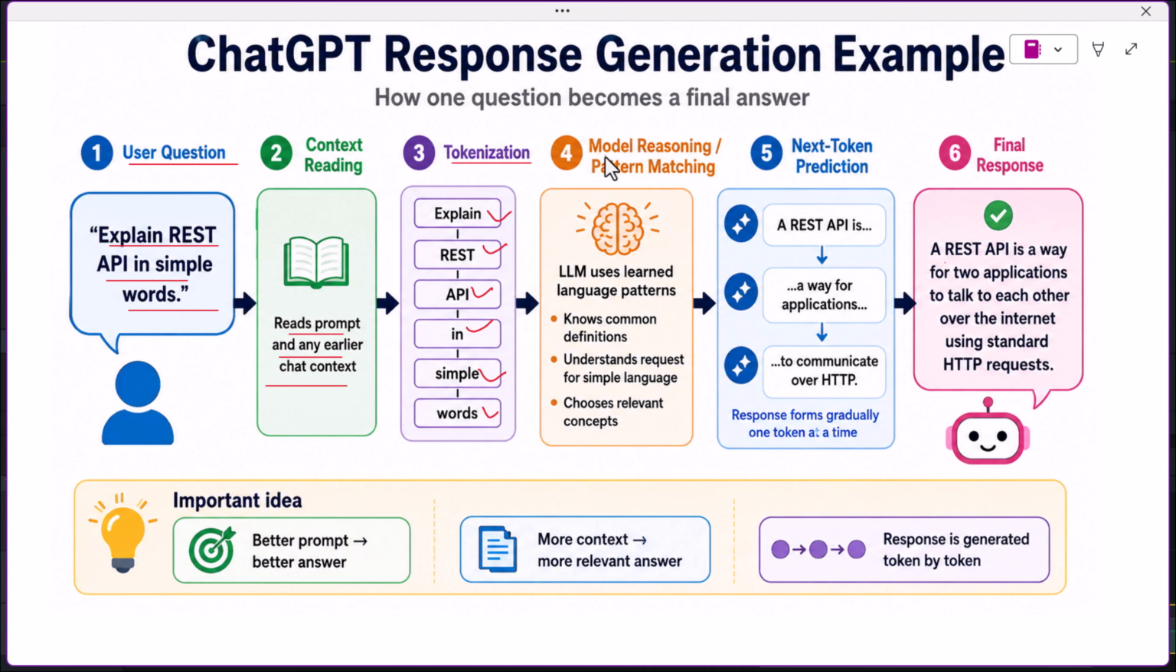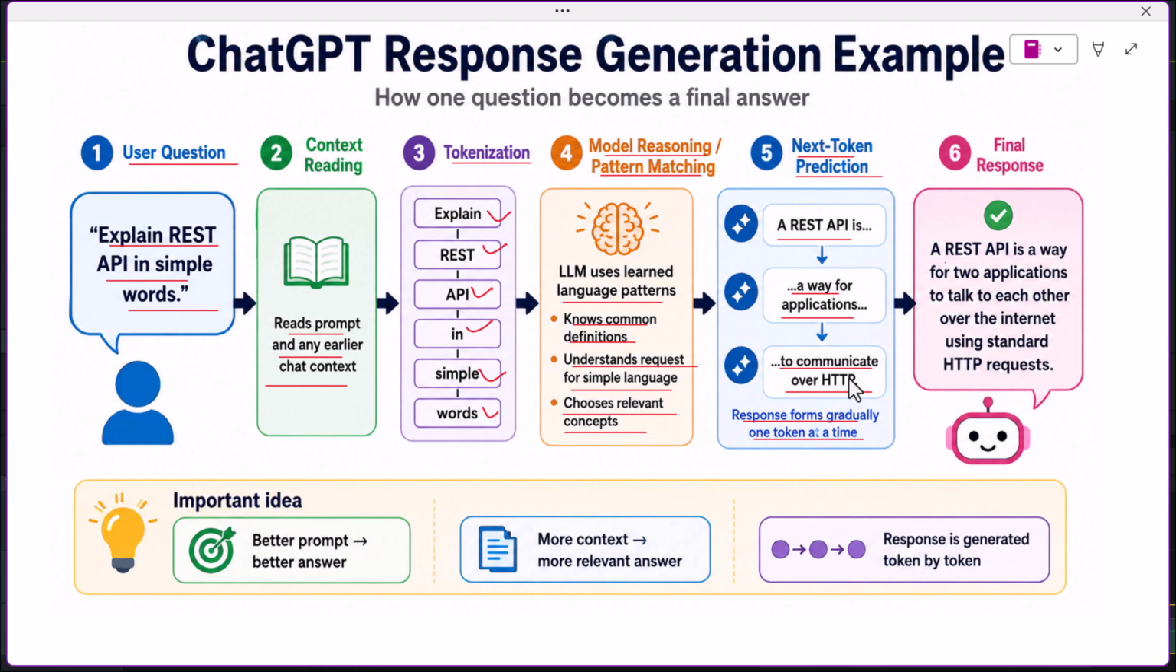Fourth, the model uses reasoning and pattern matching. It uses learned language patterns. It knows common definitions. It understands the request for simple language and it chooses relevant concepts. Fifth, next token prediction starts. The answer forms gradually. It may start with "a REST API is," then continue with "a way for applications," then continue with "to communicate over HTTP." This response is formed one token at a time.